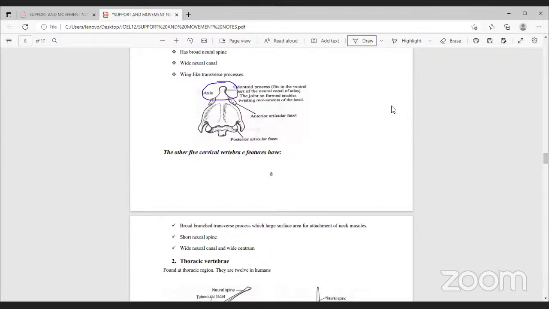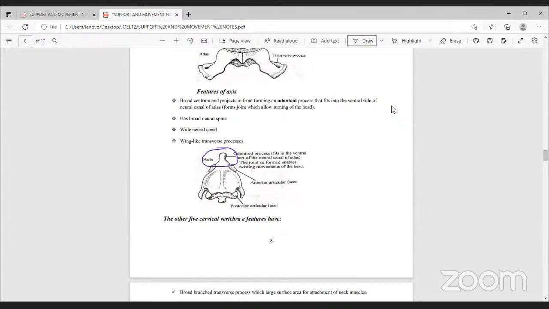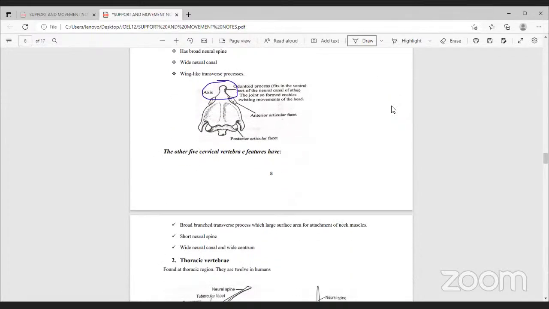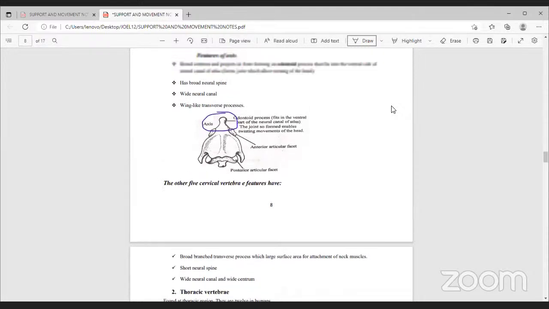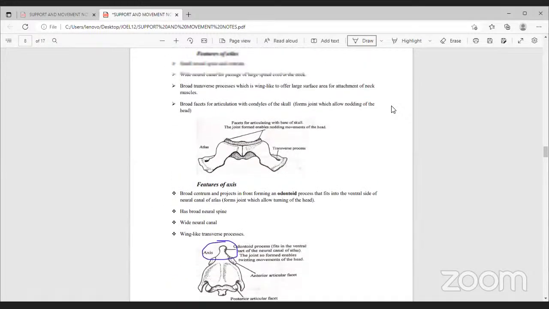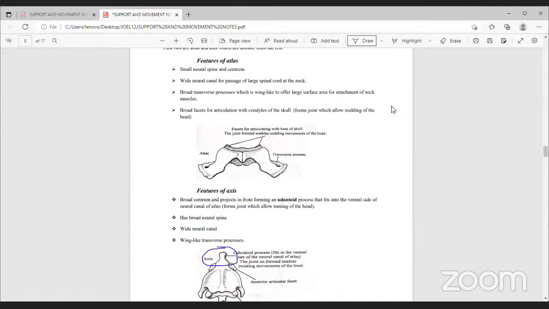Somebody is asking whether the axis and the atlas have a centrum. Yes, it is there. So maybe I can clarify. The 4 features that we have highlighted here on the other features of the cervical vertebrae are also present in atlas and axis. In addition to that, they have the features that we have also discussed above. So yes, the centrum is present.